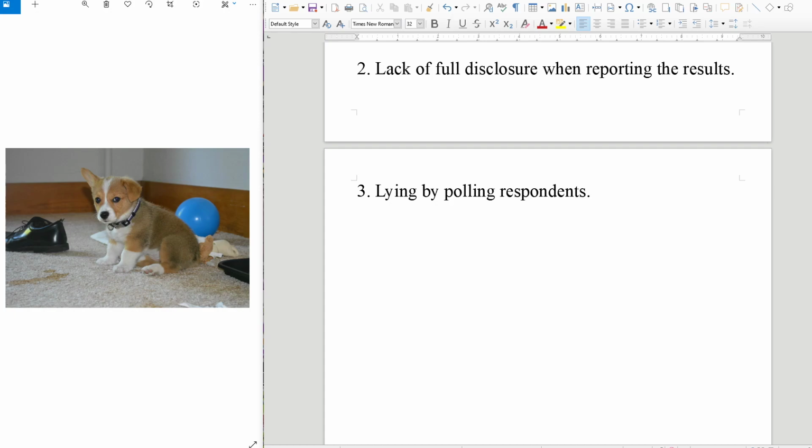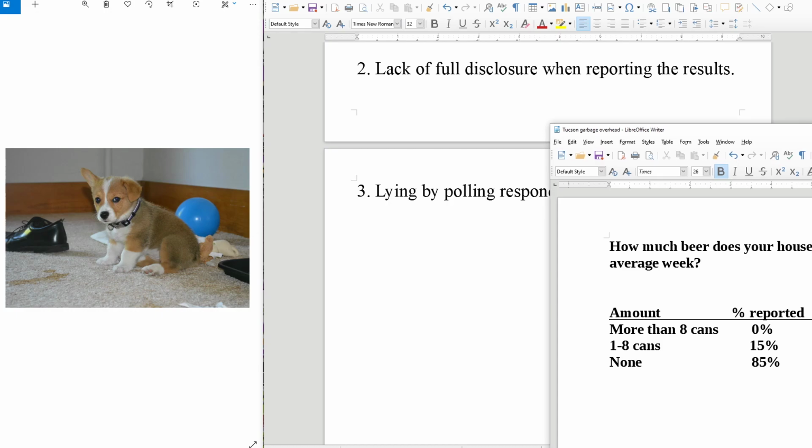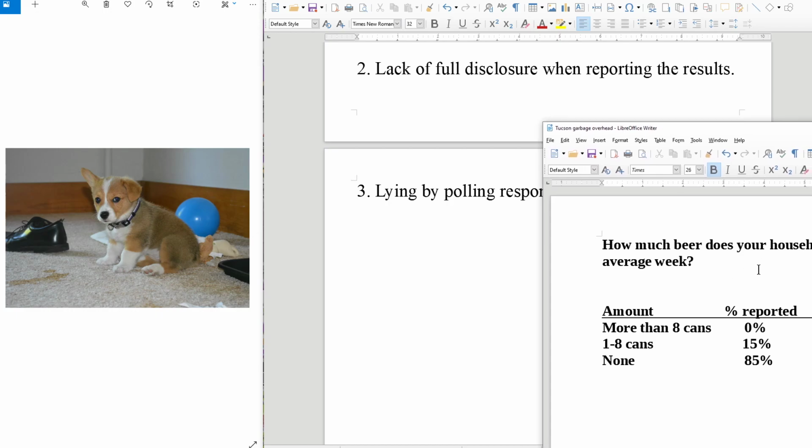And to show the utility of their approach, they did the following. They did a telephone survey where they asked people living in Tucson, how much beer does your household consume in an average week? I'm going to show this in a weird way because I don't want to reveal it all. You won't be able to see the top part, but what it says is, how much beer does your household consume in an average week? And here are the results of the survey. More than 8 cans, 0%.